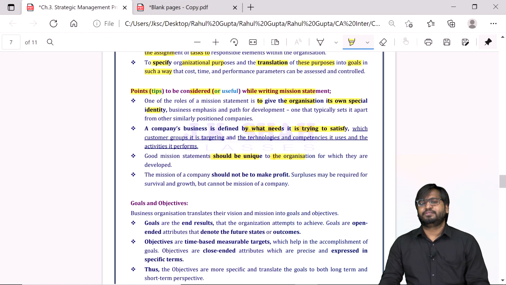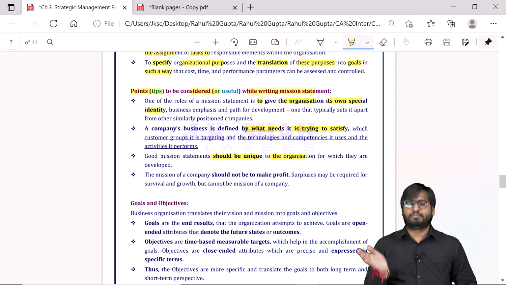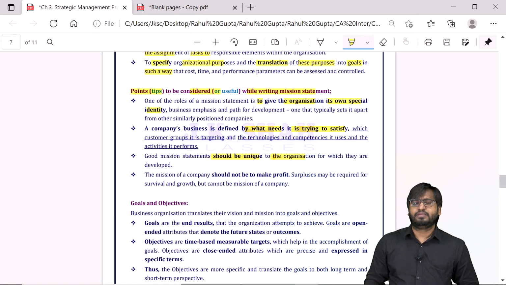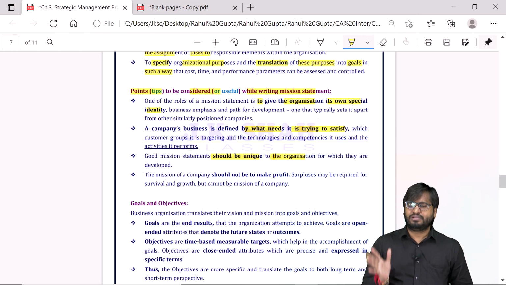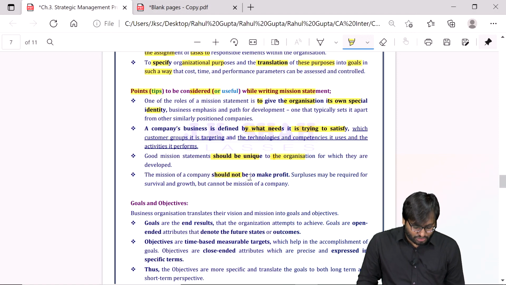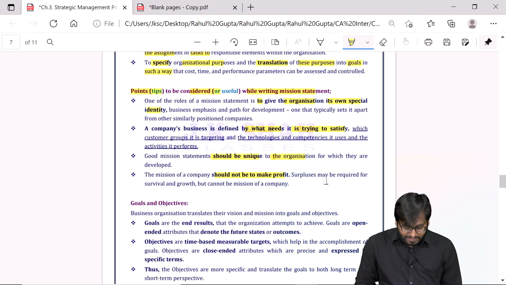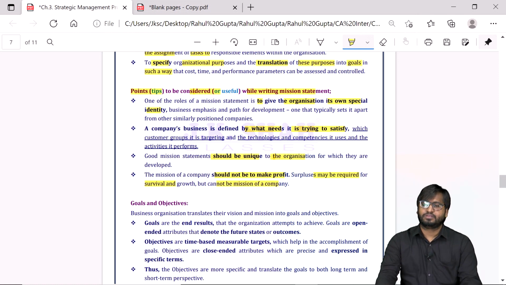Last point, it should never be about making profits. Profit is a byproduct. Profits will happen, but you should never state this in your mission statement. The mission of a company should not be to make profits. Surpluses may be required for survival or growth, but it cannot be the mission of the company.